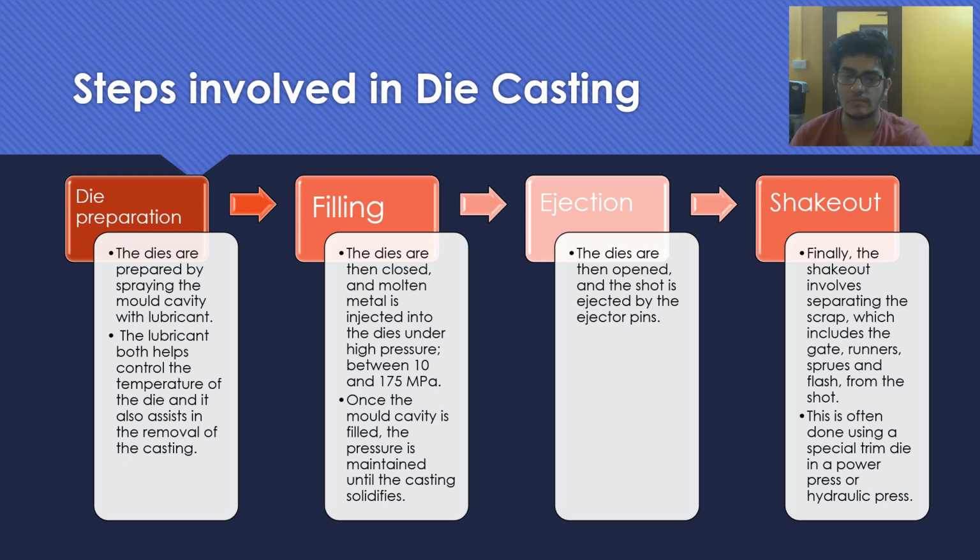Ejection: the dies are opened and a shot, that is the casting, is ejected using special pins that can be pressed from the outside. You can also see them in shell molding. Shakeout basically means separating scrap, some flash if it is there, the gate and the runner and the screws which are not part of the main part. This is often done using a special trim die in a power press. Basically, another die of the same shape is used there.